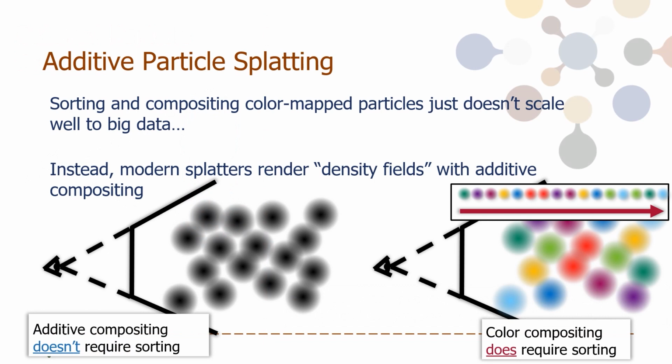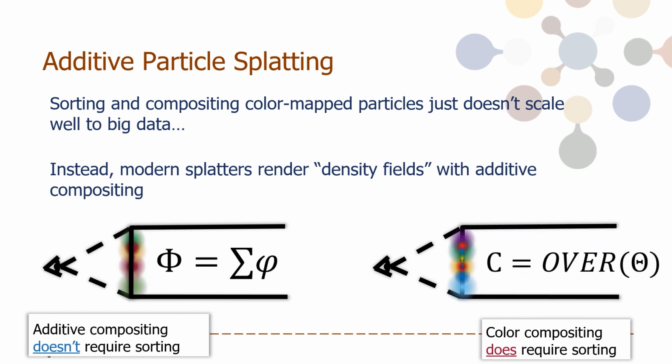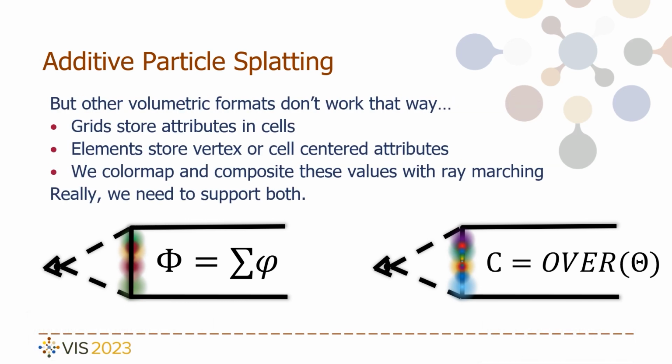So instead, modern splatters render density fields using additive compositing. This additive compositing is faster because it's commutative, and therefore it doesn't require any sorting. The thing is, other volumetric formats don't work that way. Grids store attributes in cells, while elements store attributes in cell centers or on the vertices. Then, we color map and composite these values using ray marching. For particle formats to succeed, we ultimately need to support both compositing strategies.